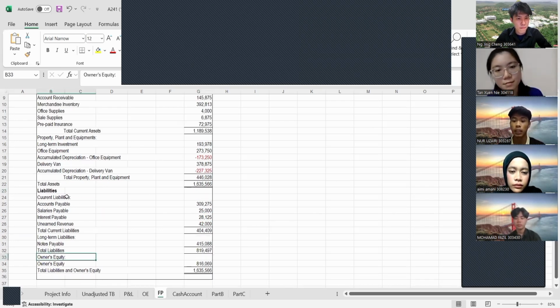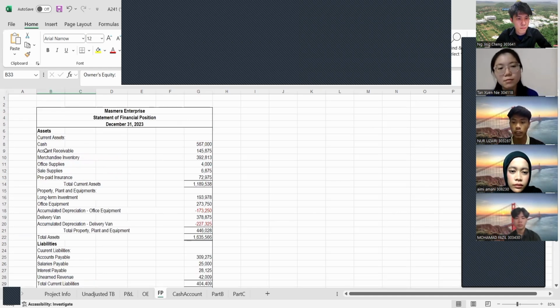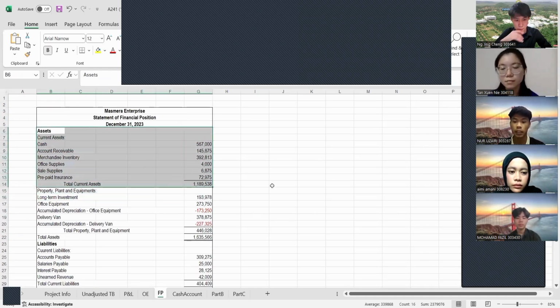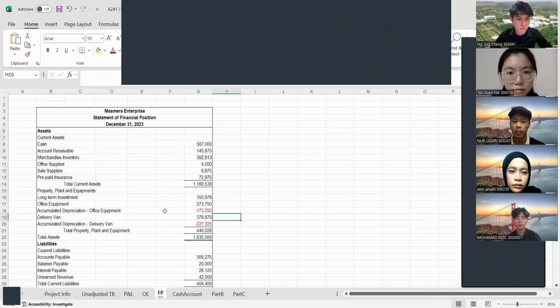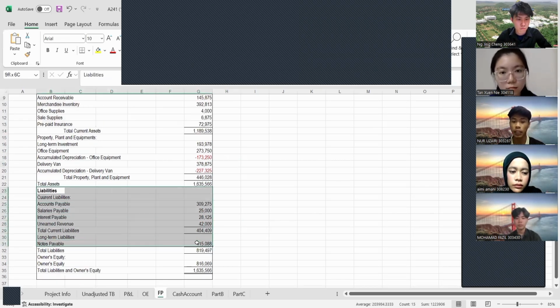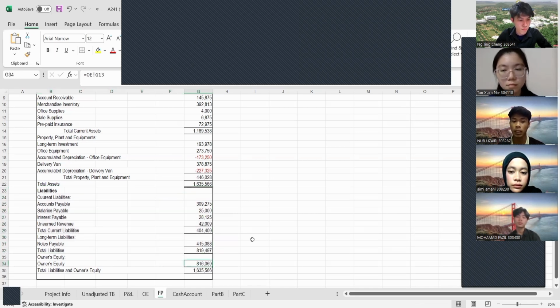Assets are what the company owns, like cash, inventory, and buildings, and so on. Liabilities are what the company owes to others, for example, loans or accounts payable. And equity represents the owner's claim on the business after all debts are paid.